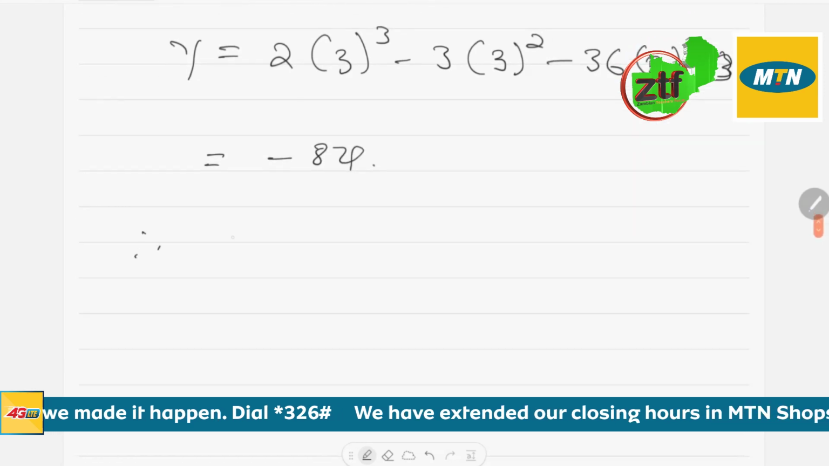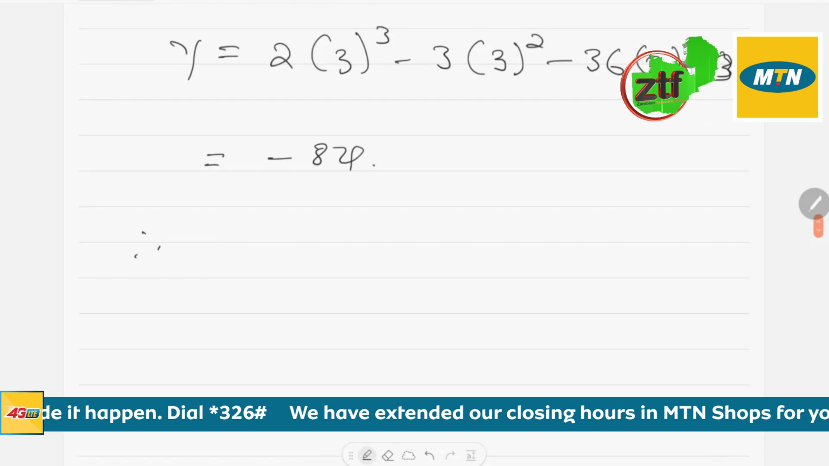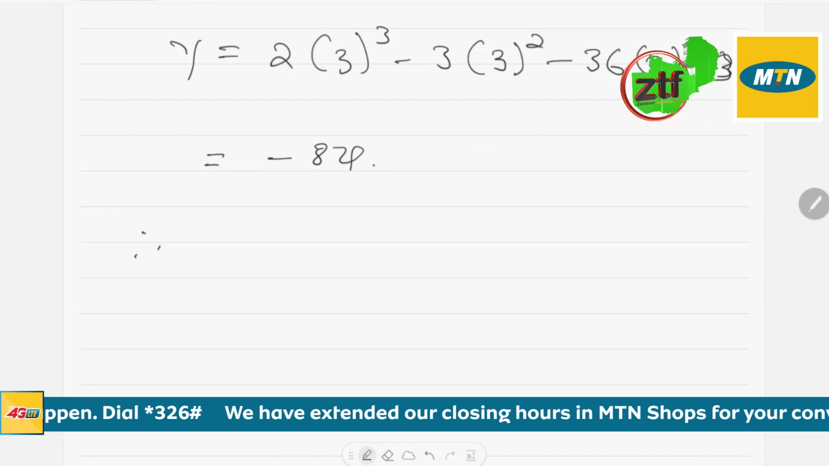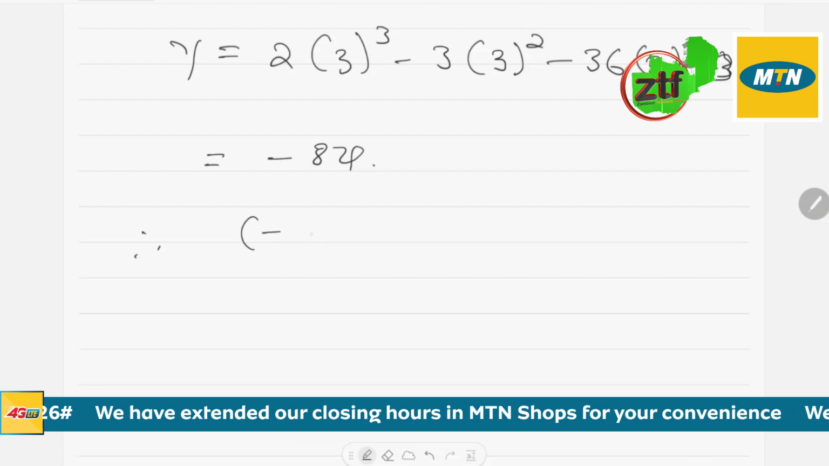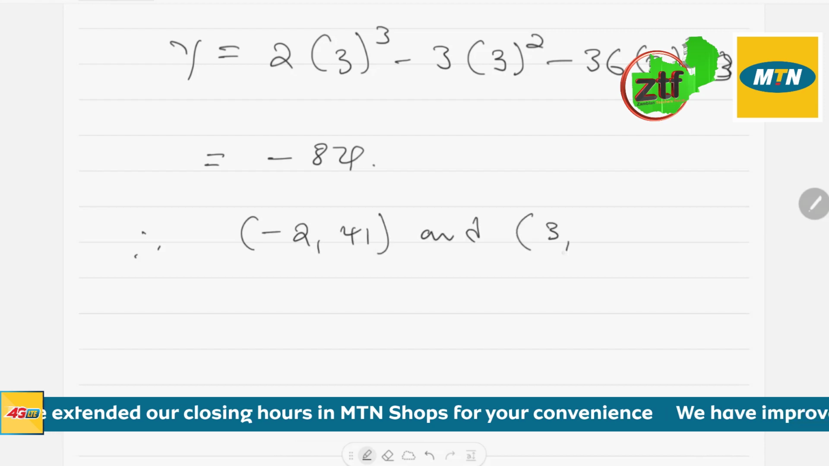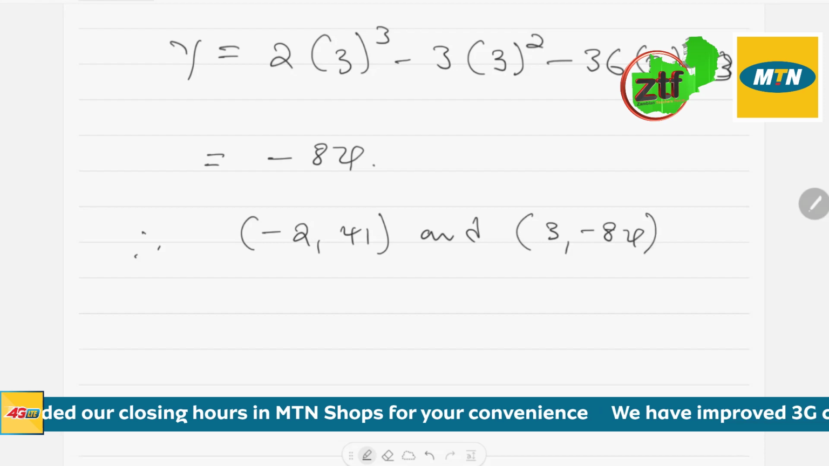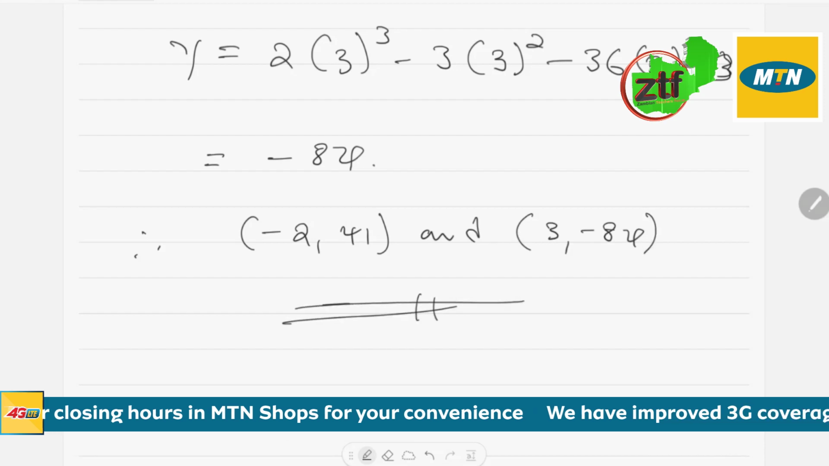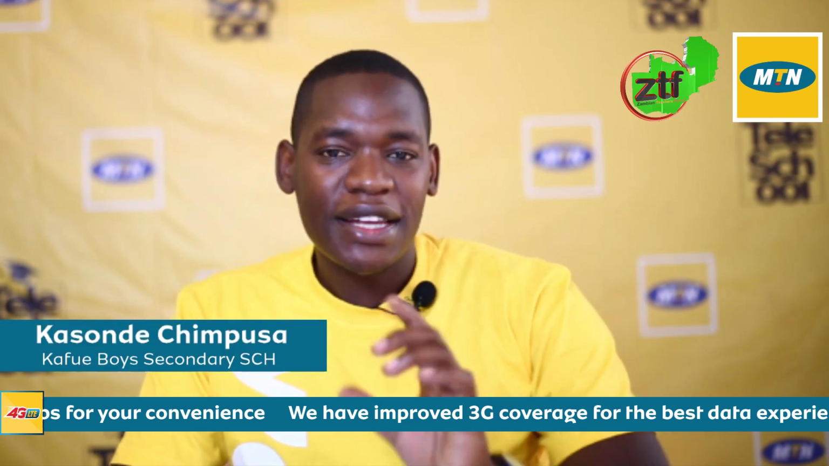Therefore, the two coordinates of the points on the curve where the gradient is equal to 0 will be, the first point will be minus 2 comma 41 and 3 comma negative 84. So guys, that is how you solve this particular question, which is question B. Now before I look at question number 9, let's take a quick break. We'll soon be back and look at question number 9.